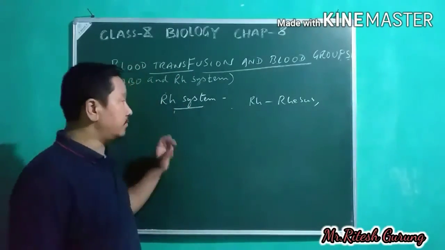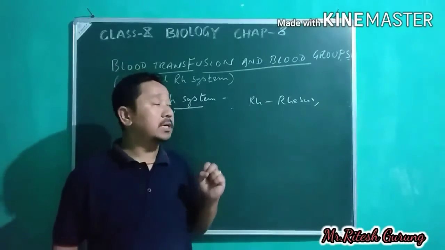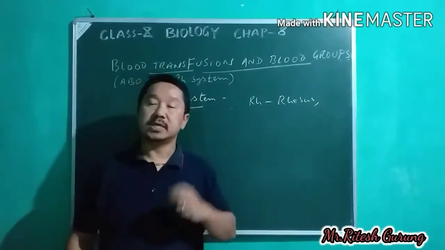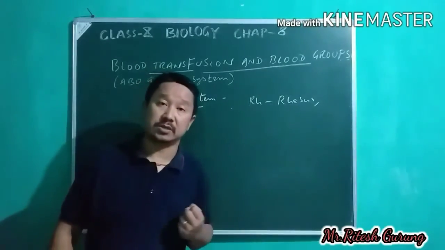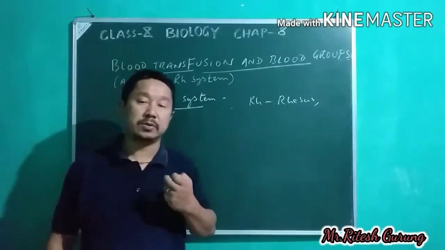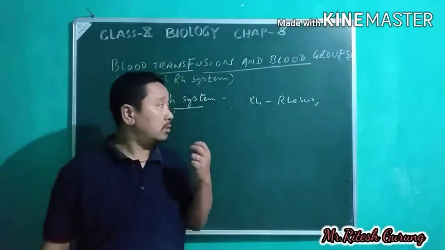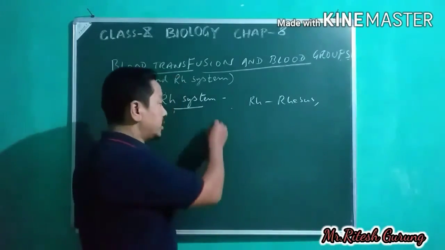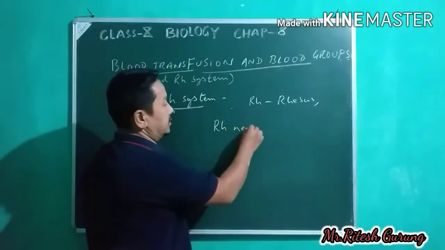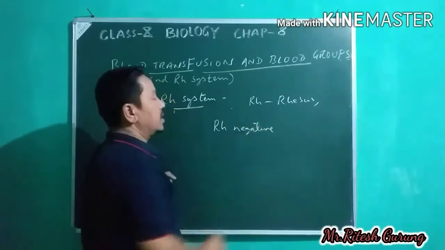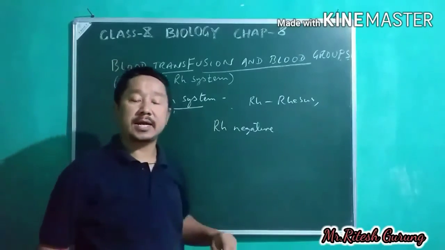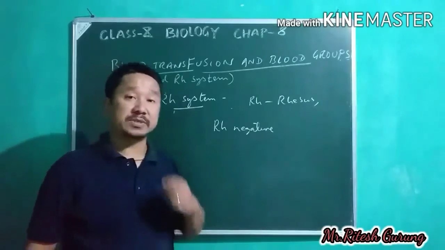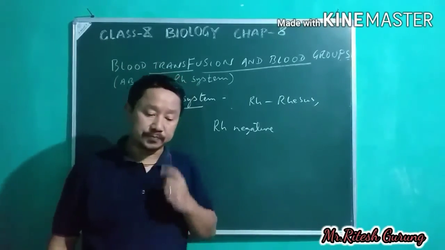And most of the people are Rh positive, which means they have got this Rh factor. But there are people who may not have this Rh factor also, so they are Rh negative. That means those who do not have this factor in their blood are Rh negative. But most of the people are Rh positive.